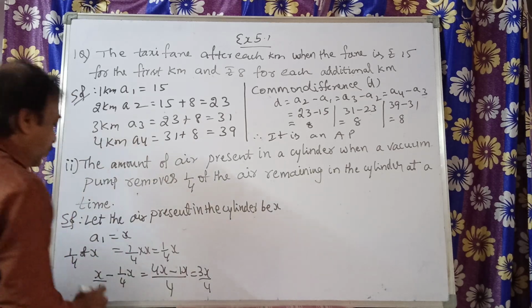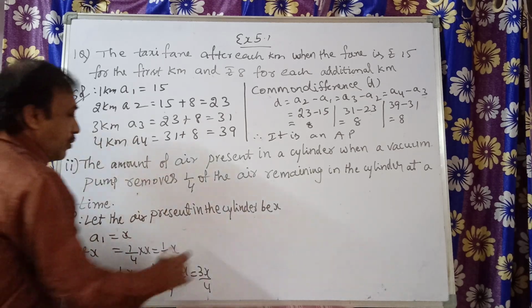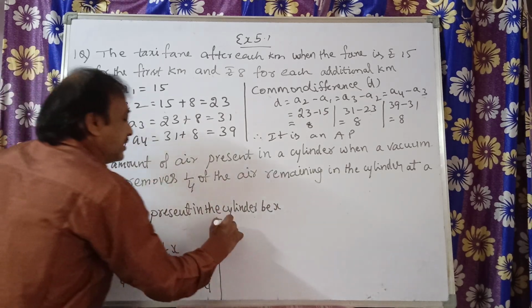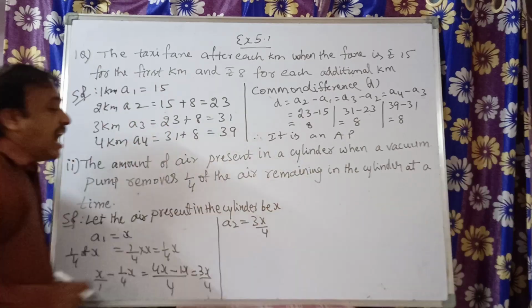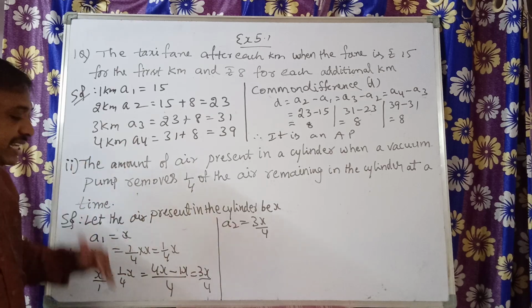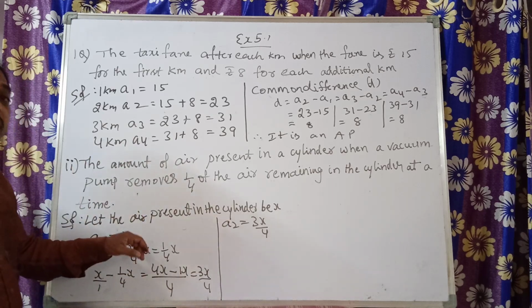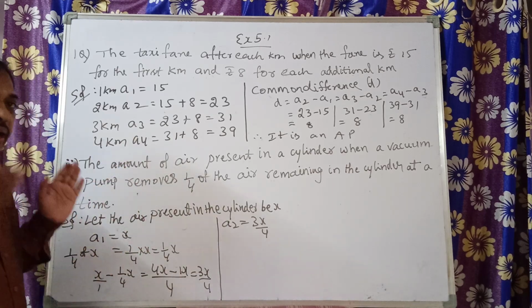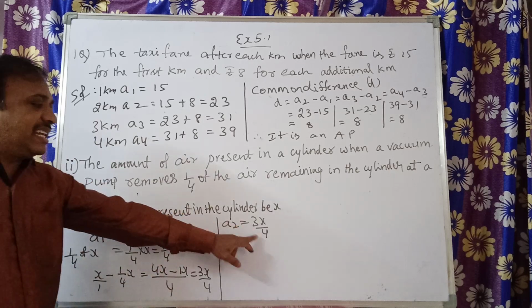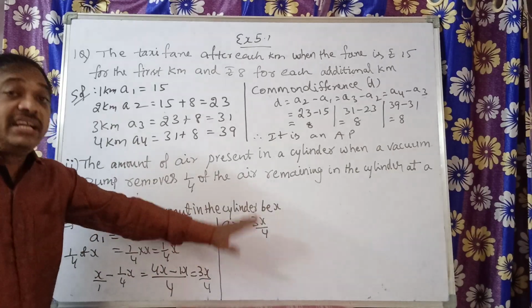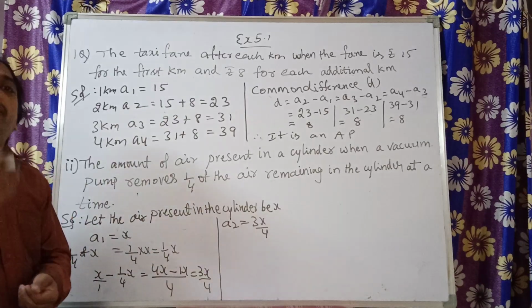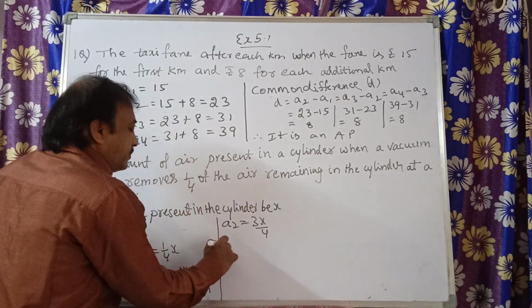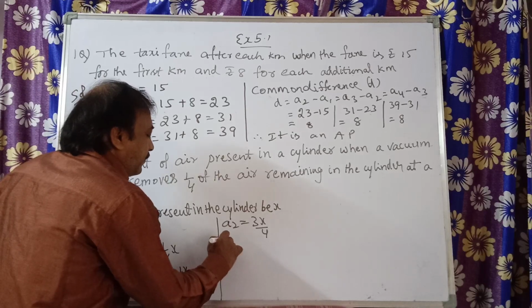So A2 is equal to 3X by 4. After removing 1/4, actually it was X. After removing, the air present in the cylinder is 3X by 4. This much is left over, that is A2. Now from this, again how much did they remove? 1/4 they removed.